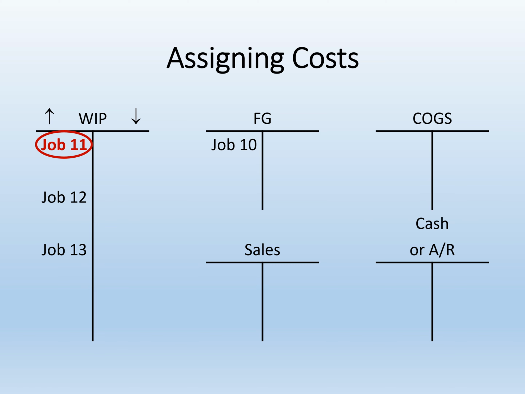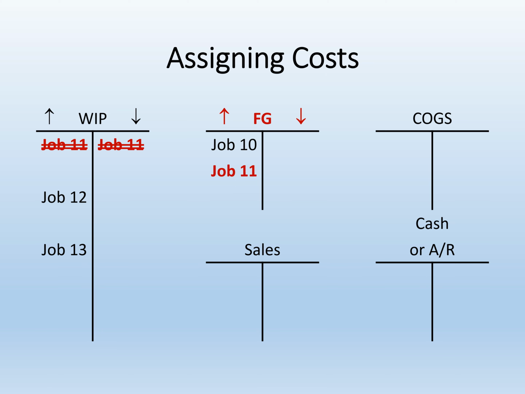In this particular example, job 11 got finished. So we reduce the value of work in process by all of the costs that are in job 11 and debit that amount to finished goods. This has the effect of eliminating job 11 from work in process because it's not there anymore, and increasing the dollar value of finished goods.